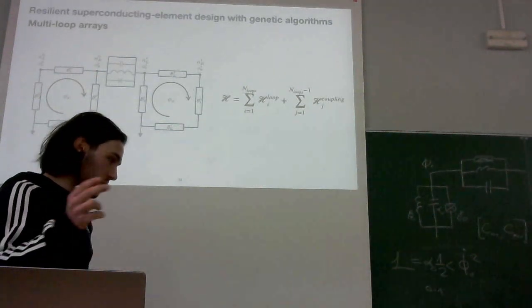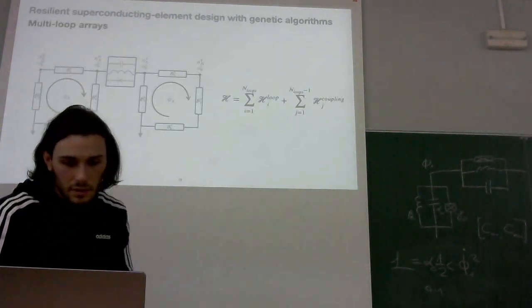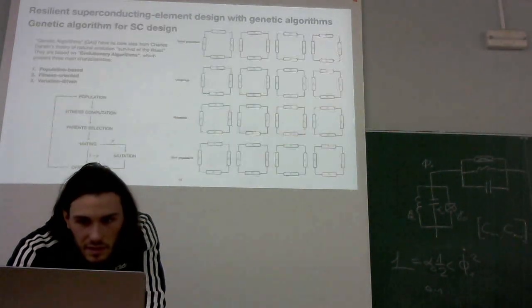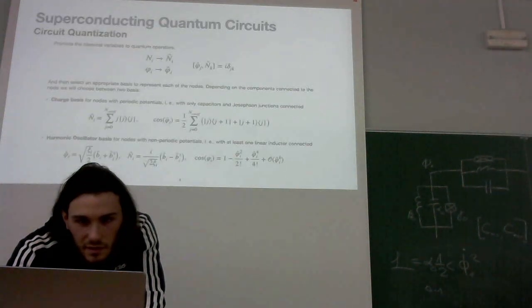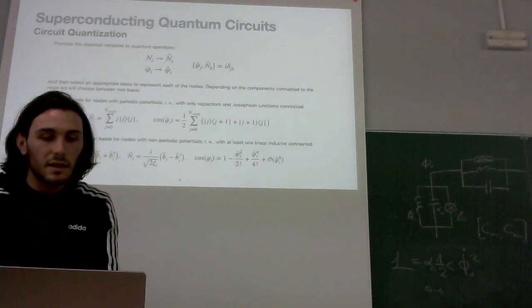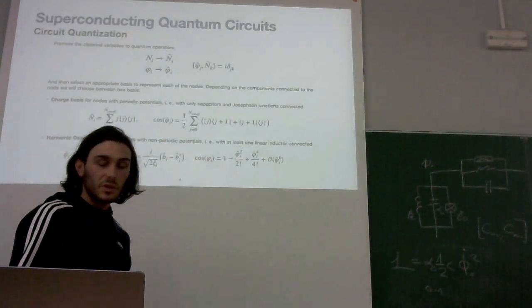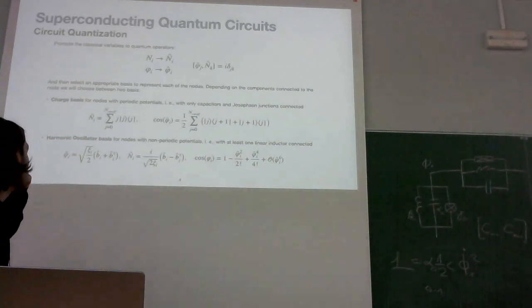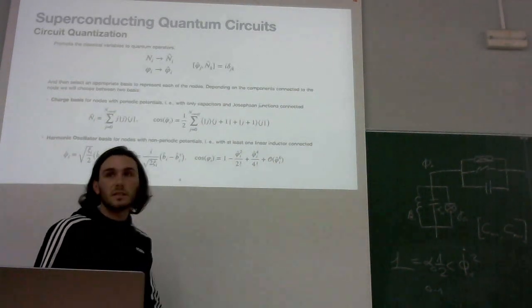So now that we have the classical Hamiltonian, we can, once we have a graphical description of the Hamiltonian, promote the variables to quantum operators and represent each of the nodes in a suitable basis.